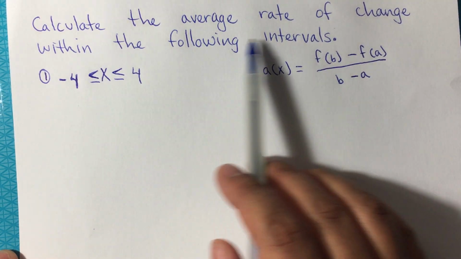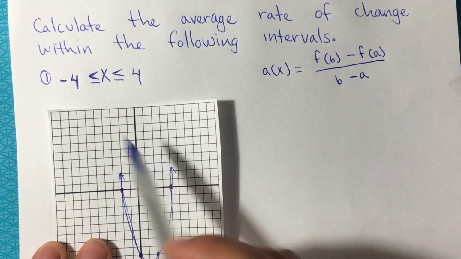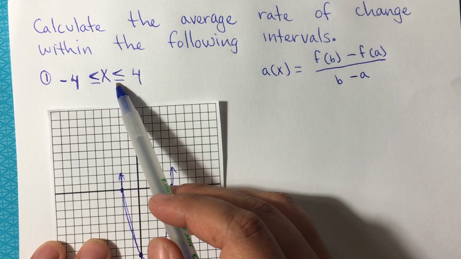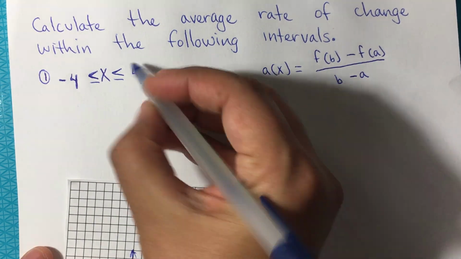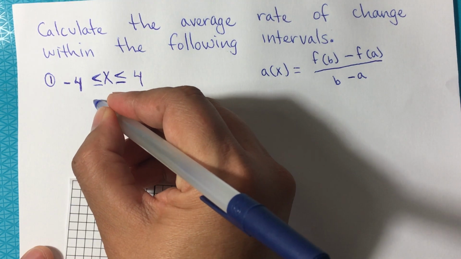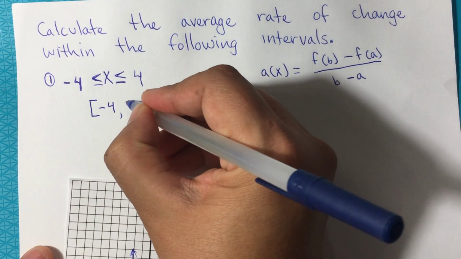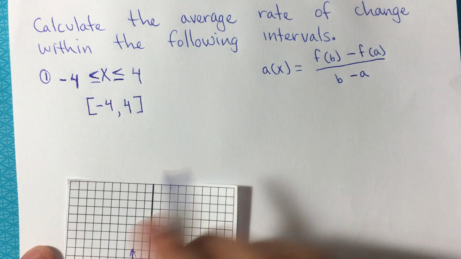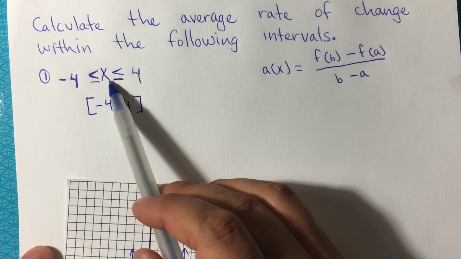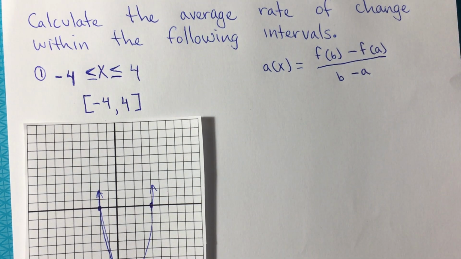And then it says calculate the average rate of change within the following intervals. So in here we have x is greater or equal than negative 4, but less or equal than 4. And because it includes the negative 4 and the positive 4, another way to annotate that is with the brackets, negative 4, comma, 4, and close the brackets. It's the same thing. This is basically the domain because it's talking about the values of x. And we saw in 6.3 about the domain.